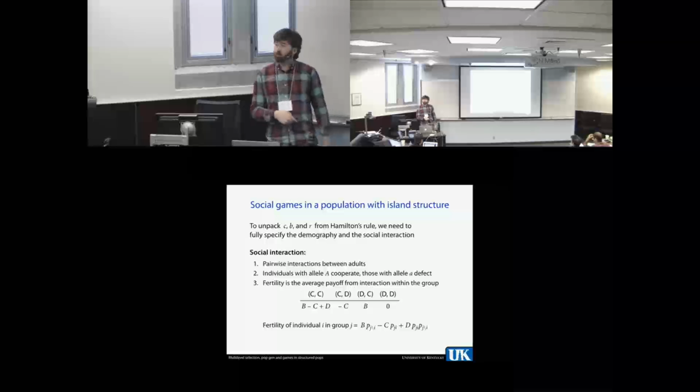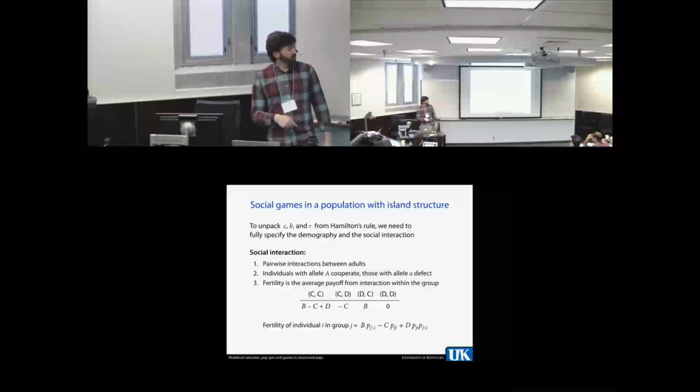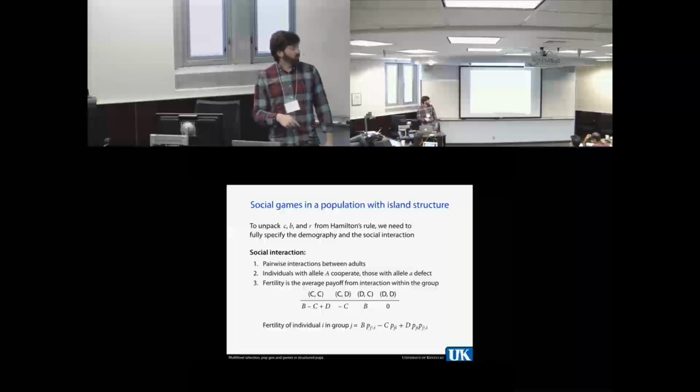So given that, we can then write what the fertility of this individual is. It's the benefit times the frequency of individuals who cooperate in their group, minus the cost times whether they're a cooperator or not, plus the synergy if they cooperate and however many group members in their group cooperate.